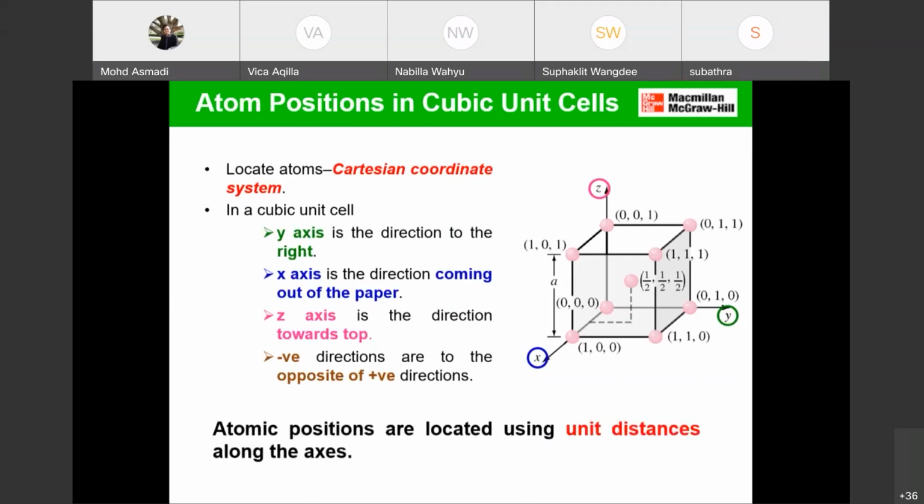If you look here, the atomic positions are located using unit distance along the axes. You have to see that each atom lies on the direction of the axis, right? So it's 100, 010, 011, 001, 101. And the origin is 000. A is the length, or what we call the lattice parameter.